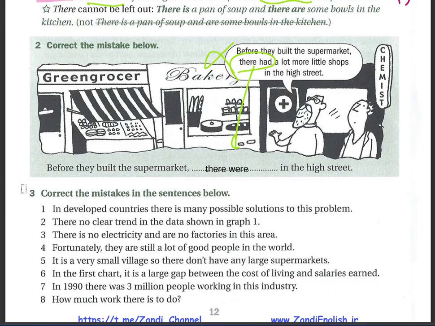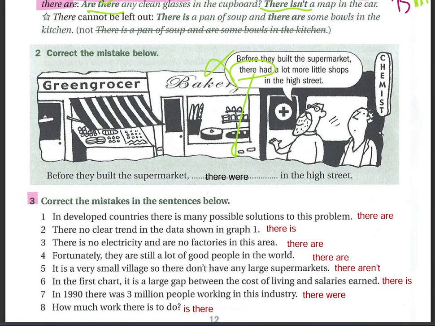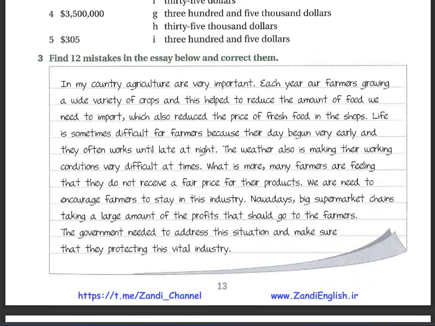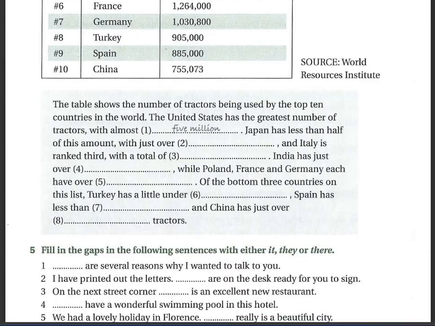Very well. Now look at part 3. Correct the mistakes in the sentences below. So please pause the video here, answer these questions, and then check with me. Well, now you can check your answers with the correct ones that I wrote here in red. Great. Here there is a test of 3 units. You can do it for yourself.